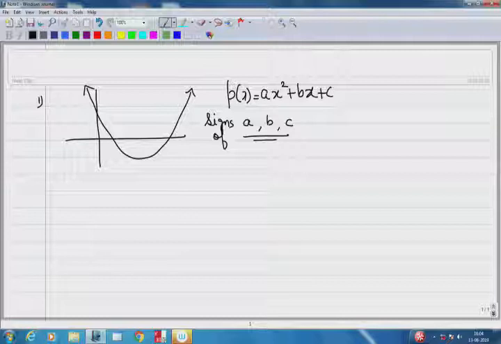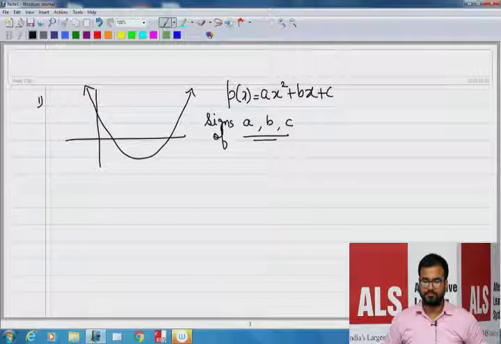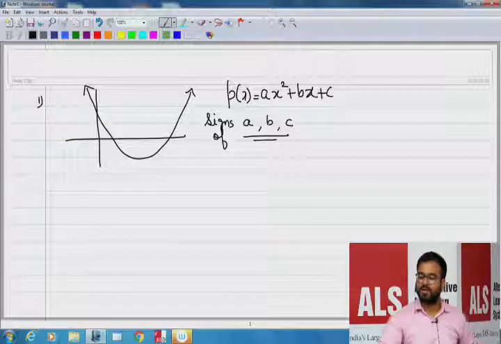If you remember, I have told you how you can figure out the sign of a, b, c. The a depends on whether the parabola is opening upwards or downwards. c is the y-intercept. All positive. Okay. Shillong Center, you are saying all positive, and other people?